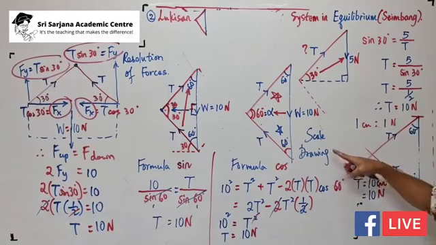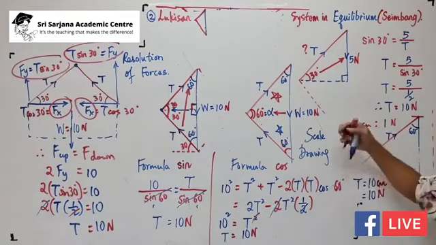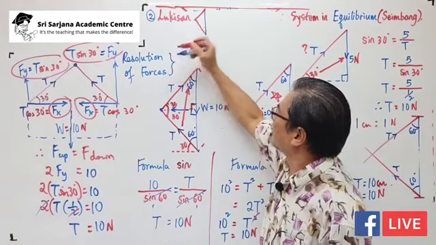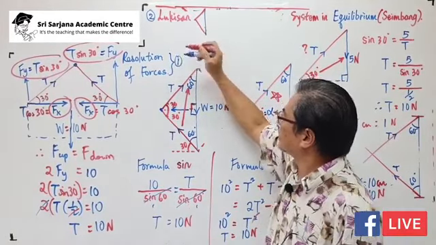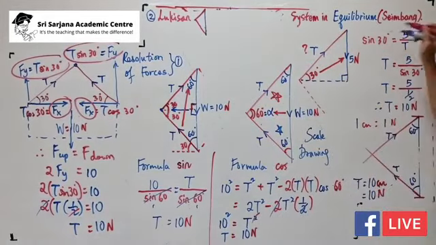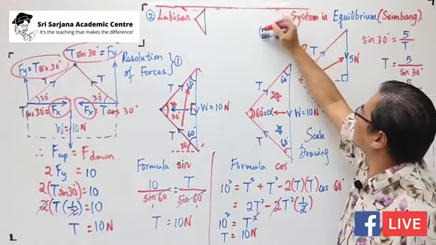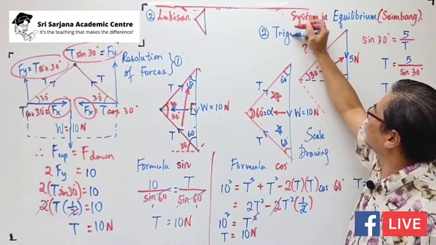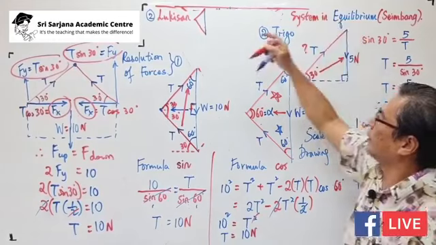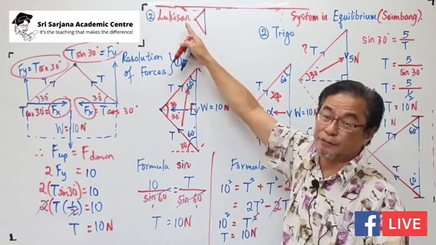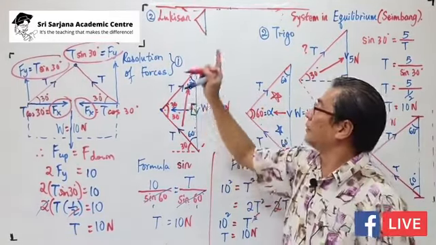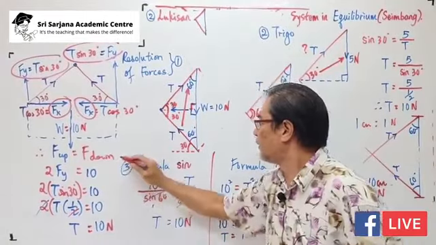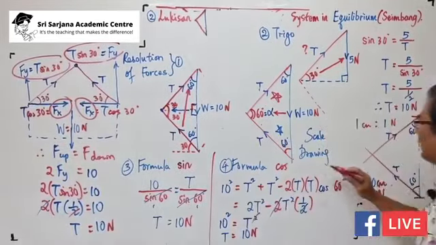So all together, if I want to name them according to popularity, resolution is the first. Maybe some people will apply trigo, trigonometry, as the second one. This is actually drawing. You need to draw a triangle anyway, whatever method you use. Resolution first, trigo second, the third will be sine formula, the fourth will be cos formula, the fifth will be scale drawing.